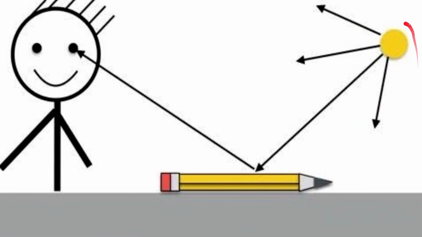Yeah. This is the sun. And I'm going to be showing you some examples now about light. So this is the sun, and these are the rays of the sun. And now he can see the pencil because of the light.